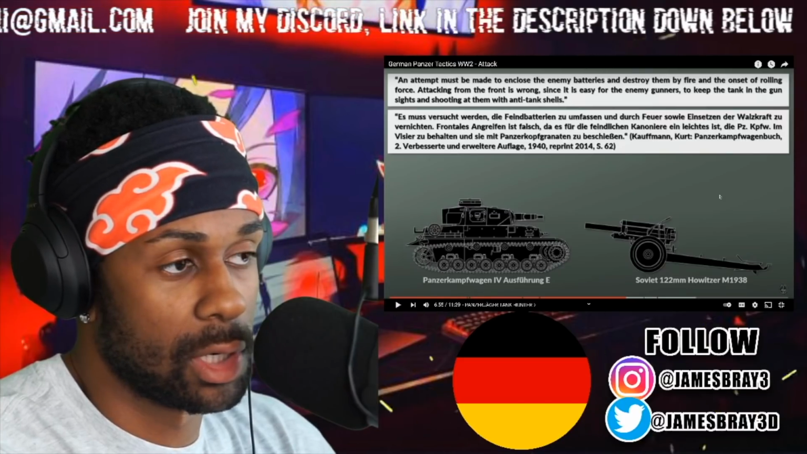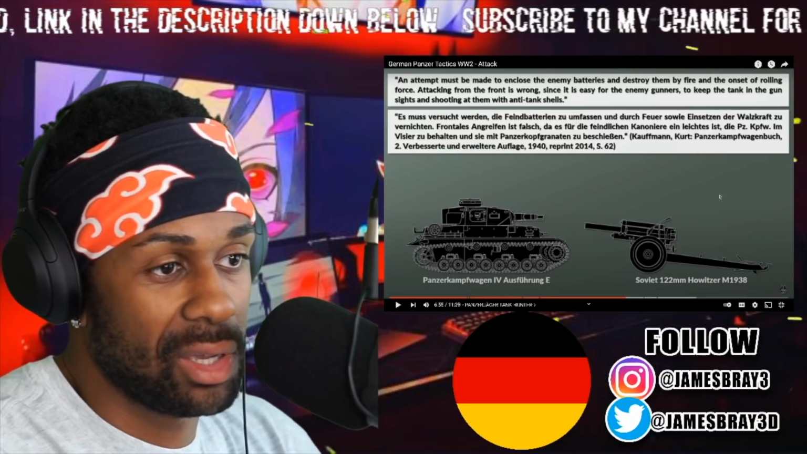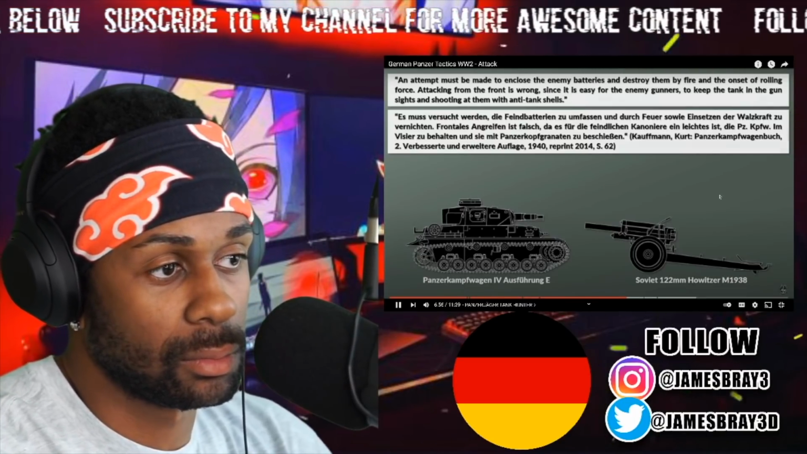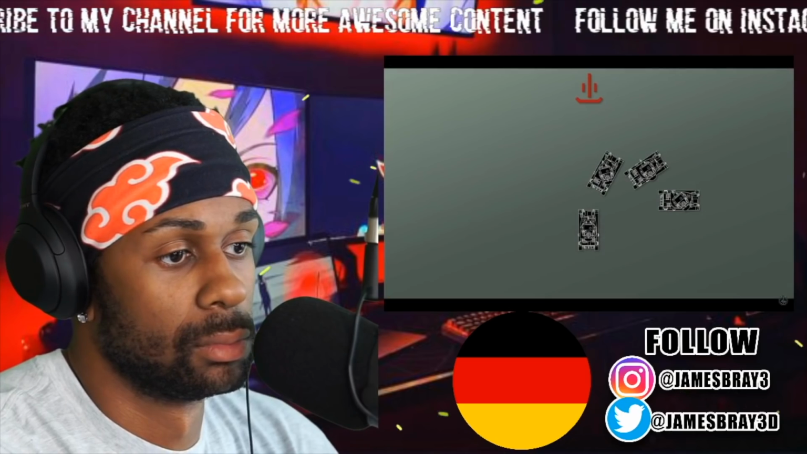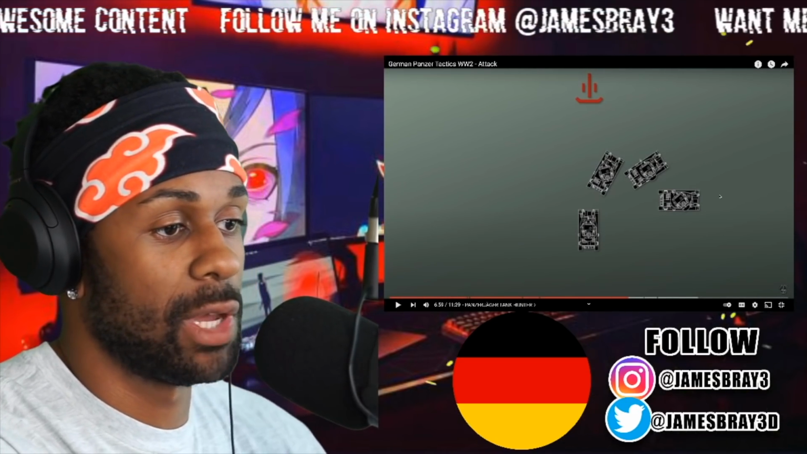And the onset of rolling force. So did they attack from the sides then? Did they scatter out, and how? As such, it is recommended to move diagonally or even laterally. Oh, see? They did attack from the sides. They moved diagonally or laterally.